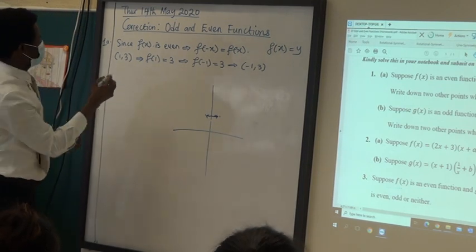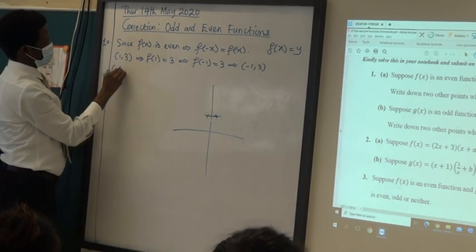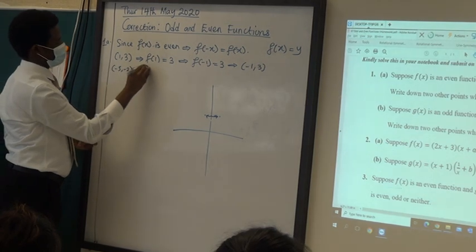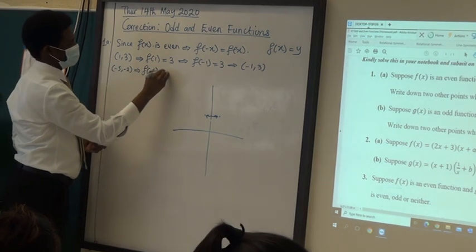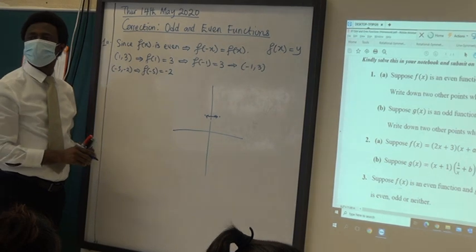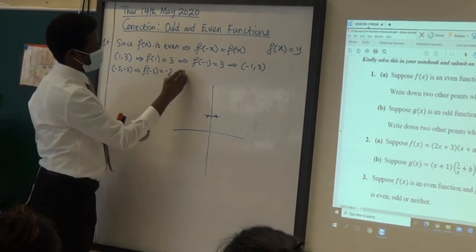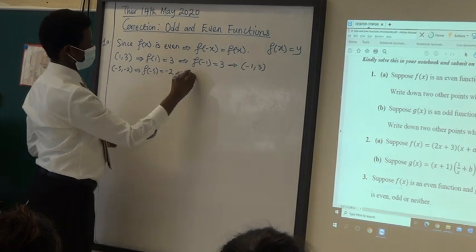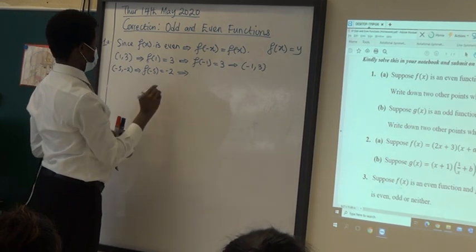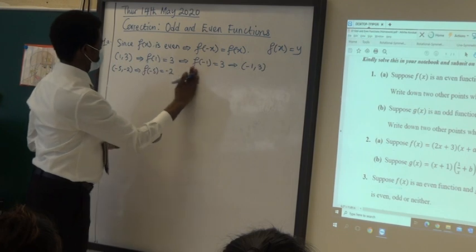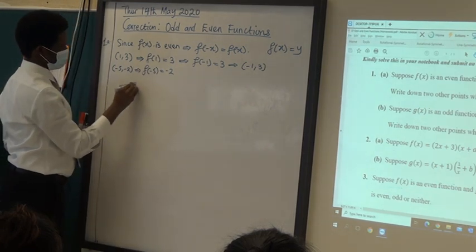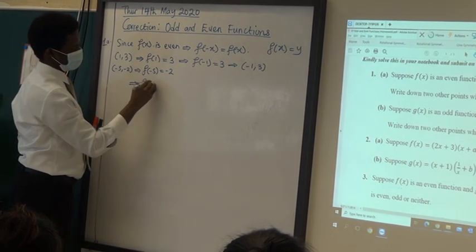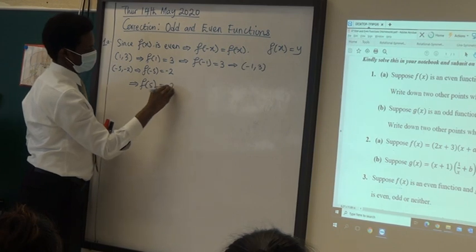So similarly, (-5, -2) implies that f of negative 5 equals negative 2, right? Now, by that even property, what does that mean also? Okay, maybe I want to write this clearly. This implies that f of what? 5 is also equal to negative 2.